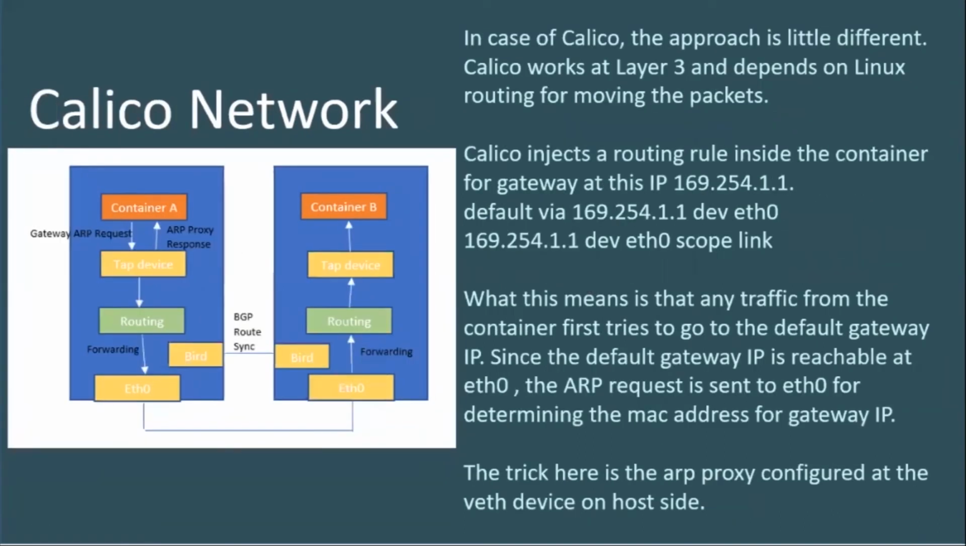So the next network type I'm going to talk about is called Calico network. Calico network works in a similar way, but in addition, this network has an option to exchange the route using BGP protocol. Here also you will have a network daemon running, the Calico daemon, but instead of doing the broadcast, it is going to exchange the routing information.